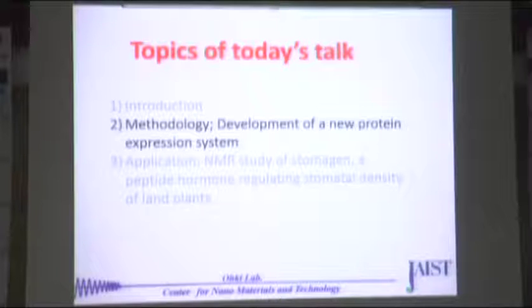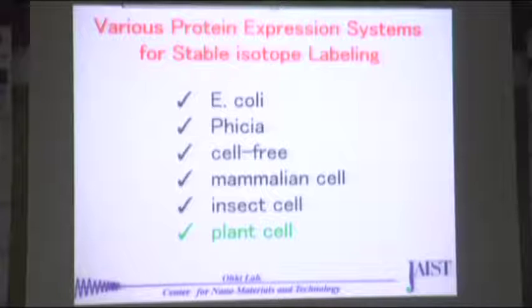We developed a new protein expression system using plant cells. There are many protein expression systems for stable isotope labeling. E. coli is the most major one, and yeast, cell-free, mammalian cells, and insect cells are already reported, but nobody used plant cells for protein production for NMR samples. So we use it.